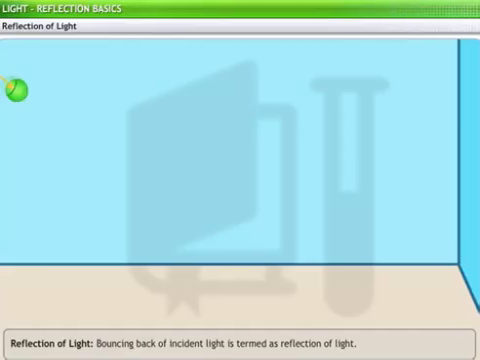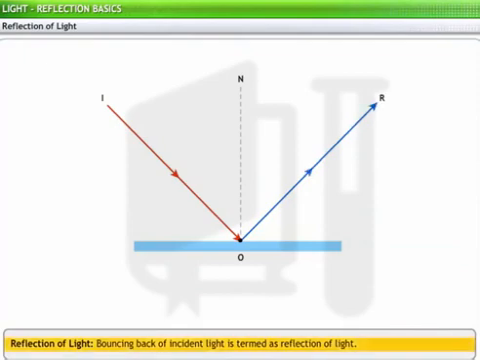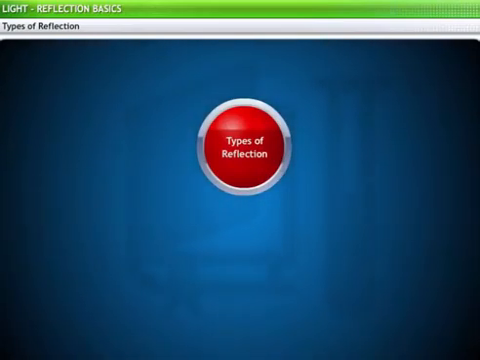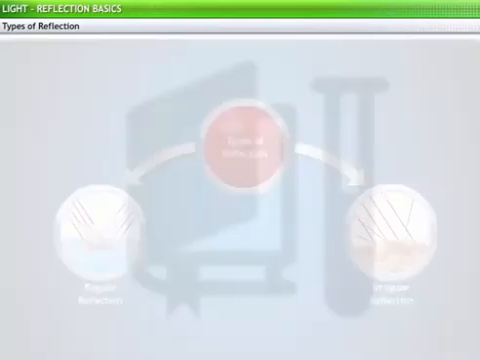When a ball is thrown at any surface, it bounces back. Similarly, when light rays are incident on a surface, they bounce back. The bouncing back of light rays thus is known as the reflection of light. Based on the nature of the reflecting surface, there are two types of reflections: regular reflection and irregular reflection.